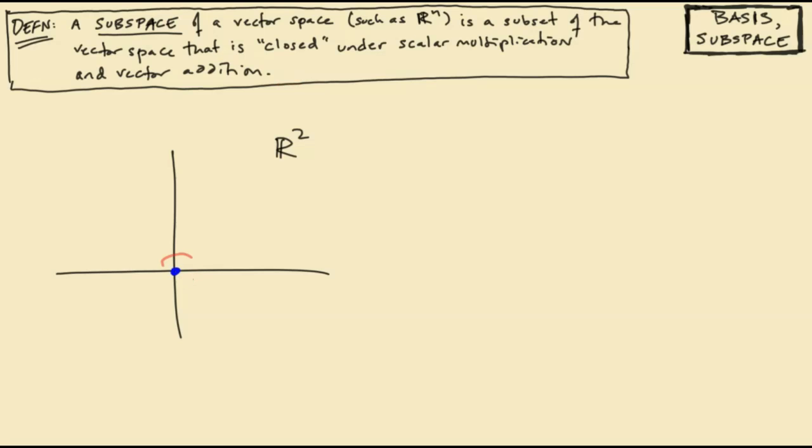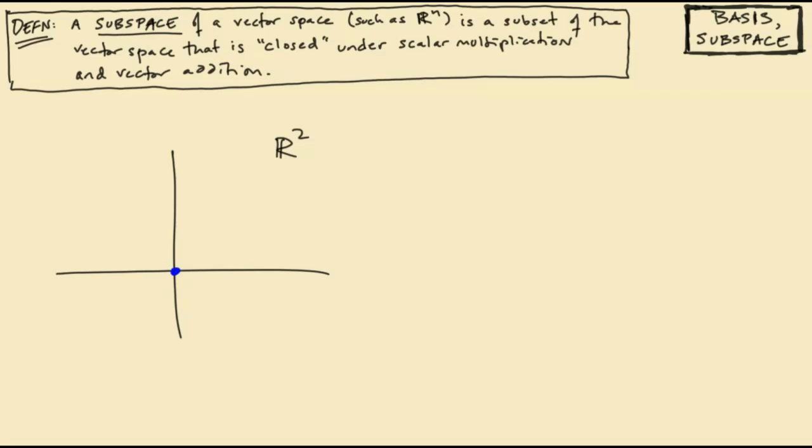Well, let's see. Suppose we scale the 0 vector. Well, it doesn't matter what we scale it by. 42 times the 0 vector is the 0 vector. Minus 212 times the 0 vector is the 0 vector. So you can scale this thing by anything you want. You still end up at that same point. So yes, it's definitely closed under scalar multiplication.